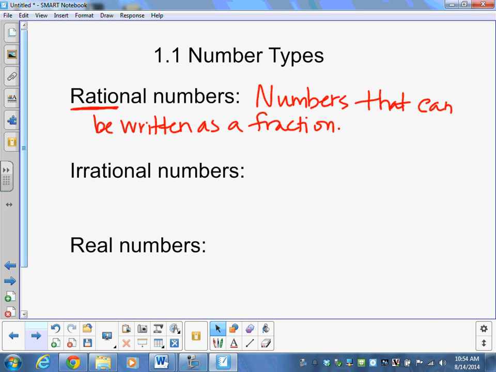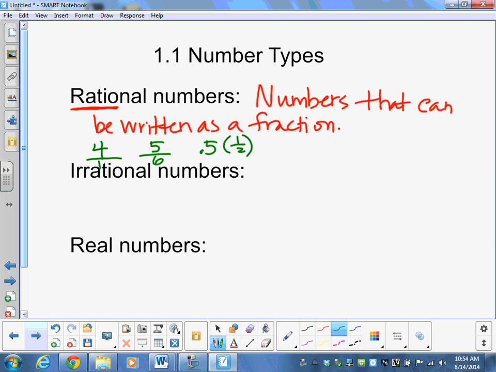So if we look at some examples, the number 4 is rational because it can be written as 4 over 1. The number 5/6 is rational because it's already a fraction. Those are easy. A number like 0.5 is a decimal, but it can be written as a fraction because 0.5 is the same as 1/2.